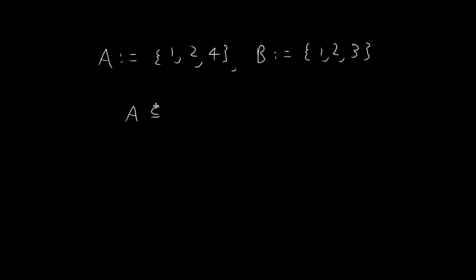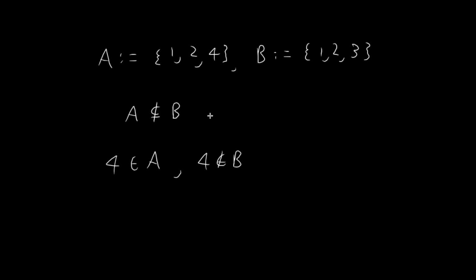Let's take a look at another example. This time let's say A is defined to be the set consisting of the numbers 1, 2, and 4. And let's say B is defined to be the set consisting of the numbers 1, 2, and 3. This time we can show that A is not a subset of B by showing that it doesn't fit the definition. So you see that 4 is an element of A, but it is not an element of B.